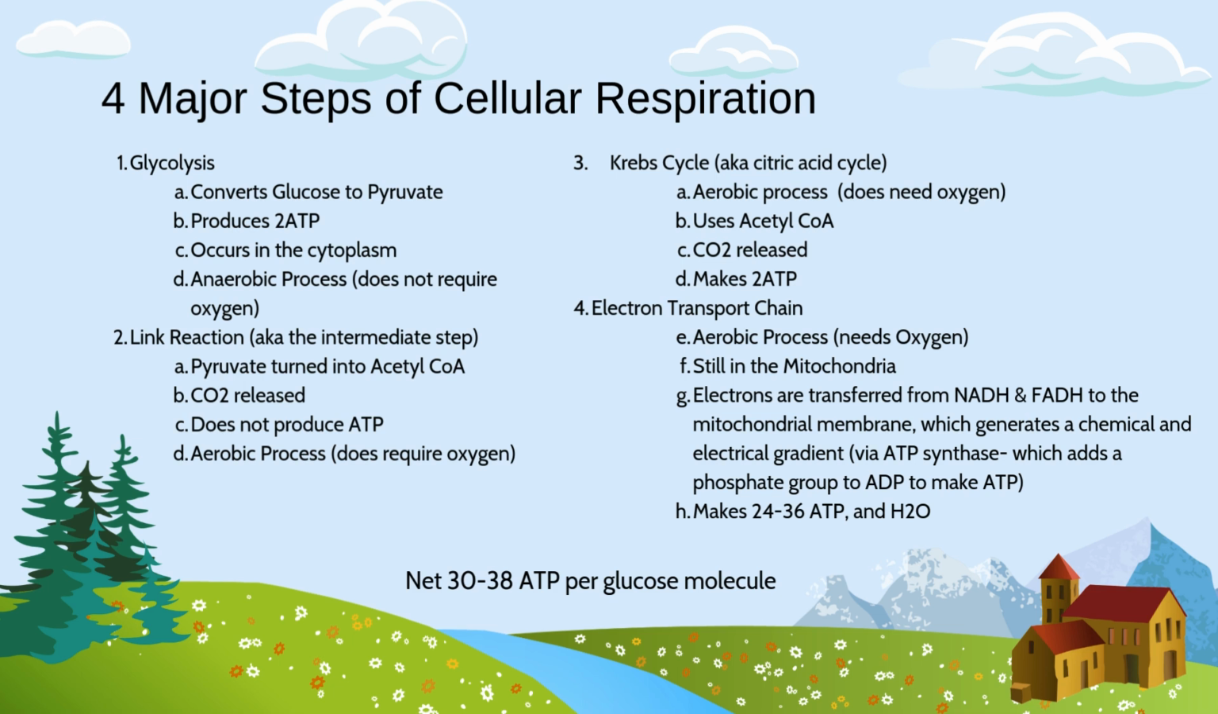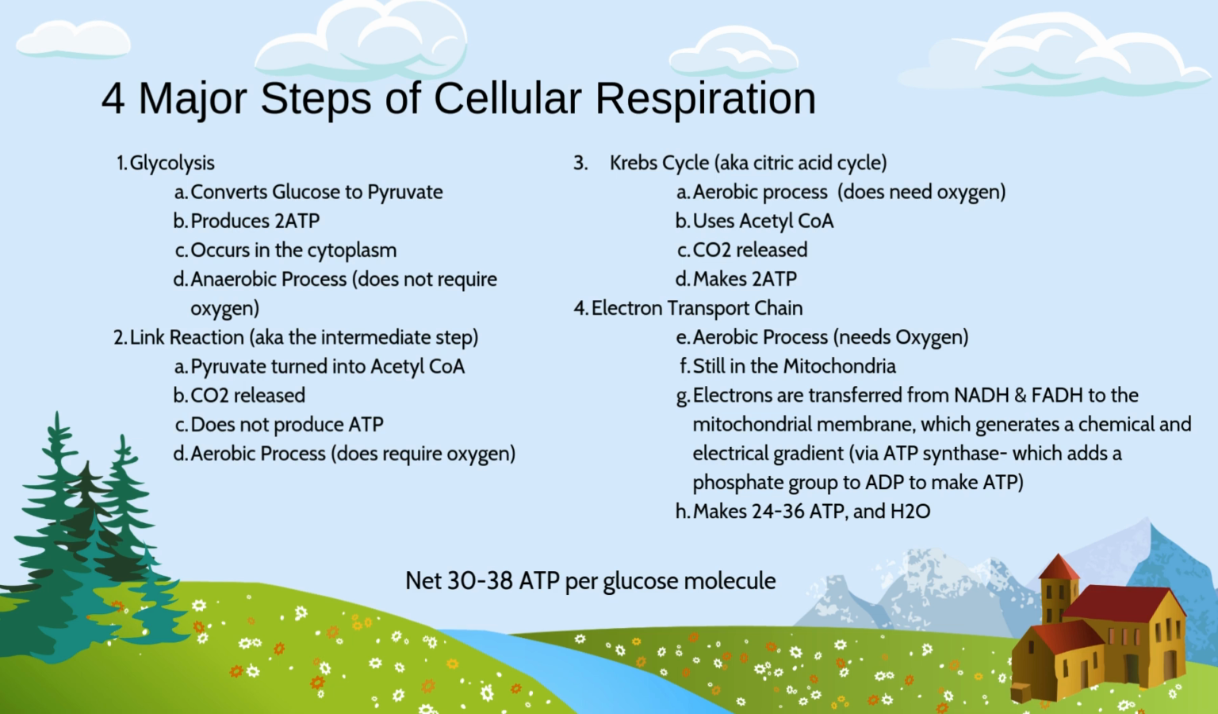From the intermediate step, we're going to move on to step 3, which is what we call the Krebs cycle or the citric acid cycle. It is aerobic, so you must have oxygen here. And it's going to take that acetyl-CoA, release more carbon dioxide, and make 2 ATP. So it's essentially prepping that acetyl-CoA and prepping other components to move on to the electron transport chain, which is number 4. And this is where the bulk of our ATP is going to get made.